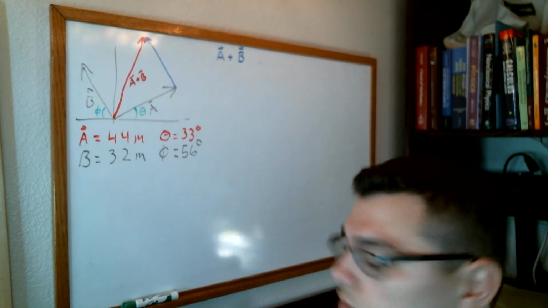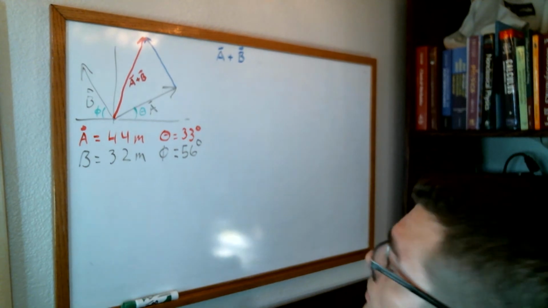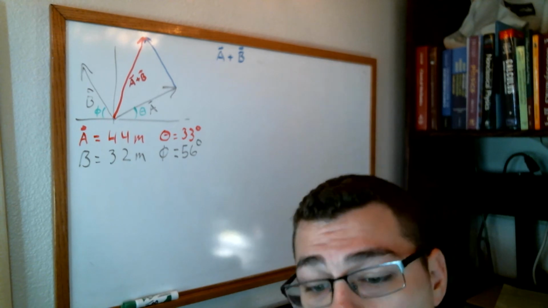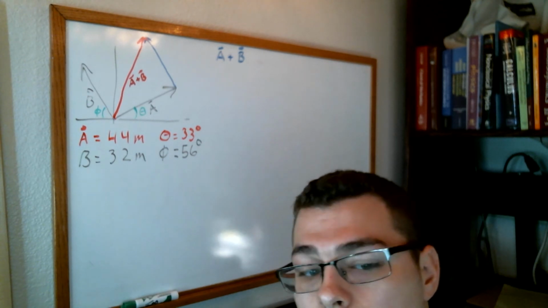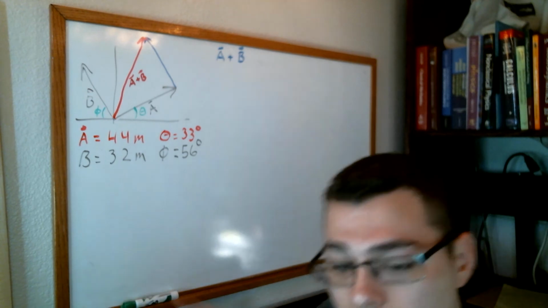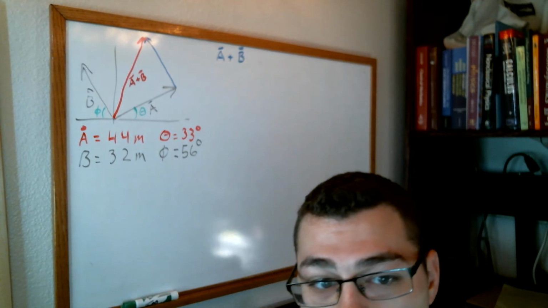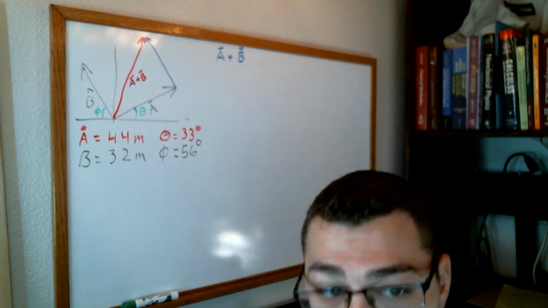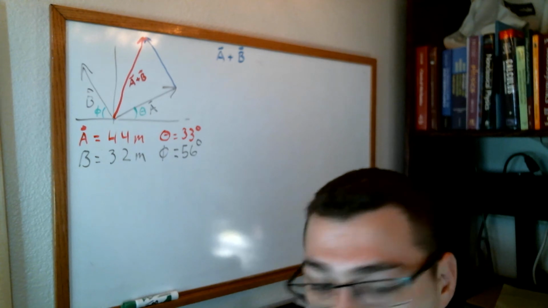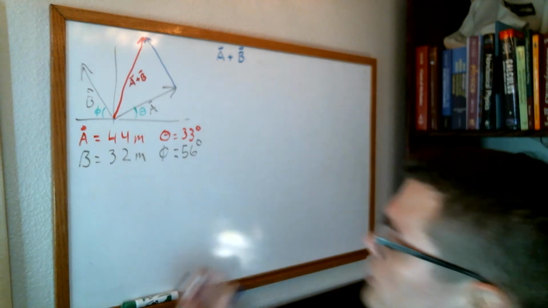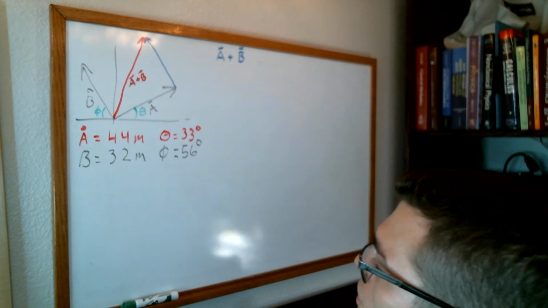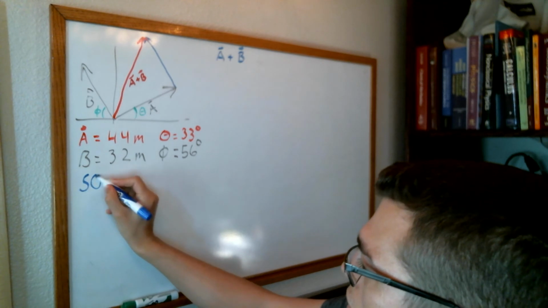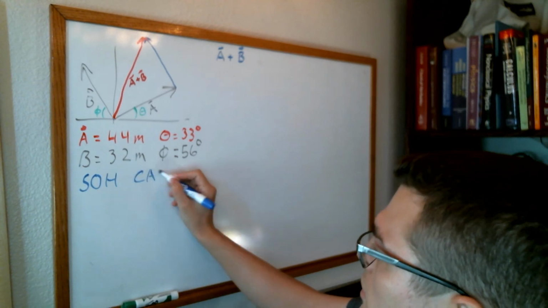Okay, so now to solve this problem, we're going to break down each of these vectors into their components, add their components up, use the Pythagorean theorem to re-add the components, and then use the inverse tangent function to retrieve our final angle with respect to the x-axis. Next, we're going to take our trig identities and list them off here. We're going to have SOHCAHTOA.